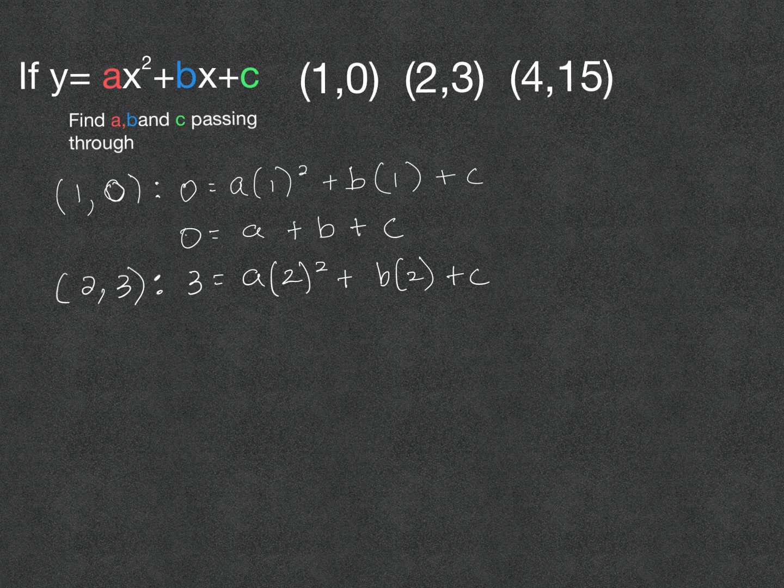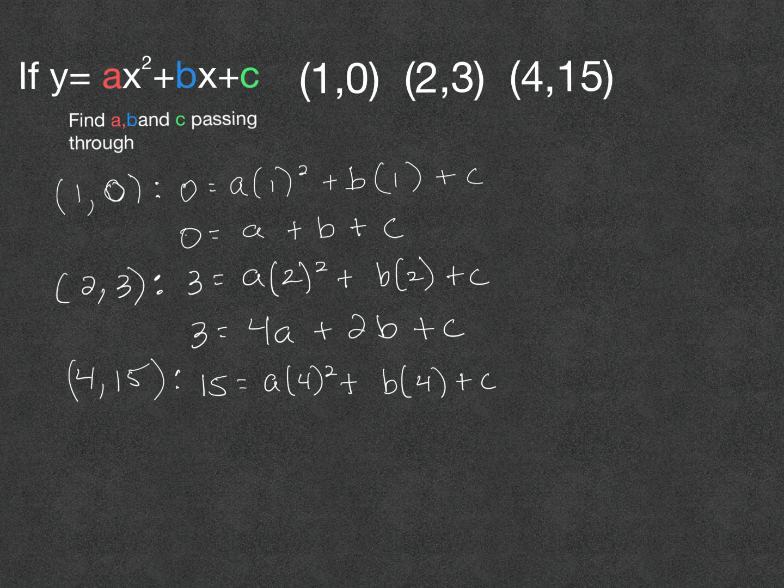Second point, (2, 3). 3 is equal to A times 2 squared plus B times 2 plus C. So 3 is equal to 4A plus 2B plus C. Okay, next one, 15 is equal to A times 4 squared plus B times 4 plus C. And so 15 is equal to 16A plus 4B plus C.